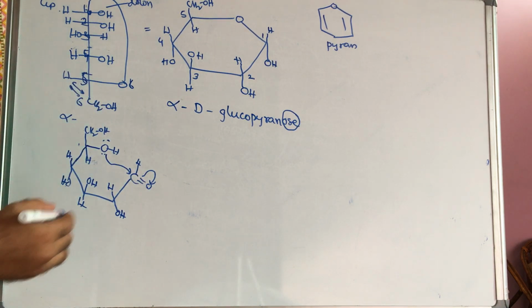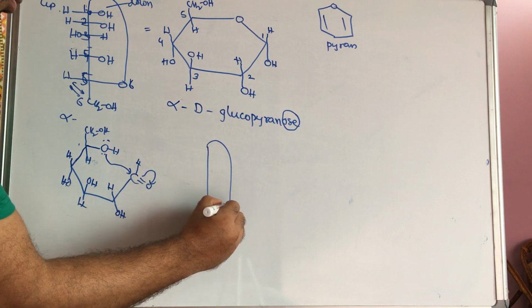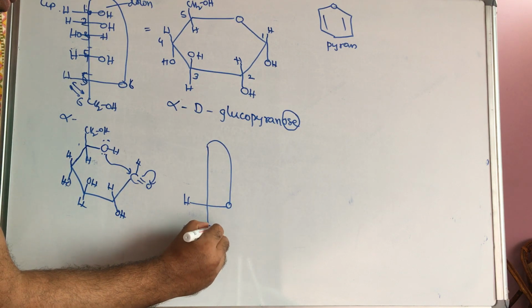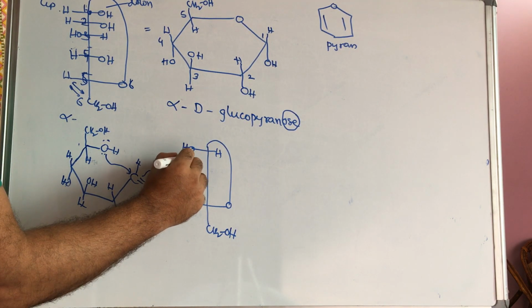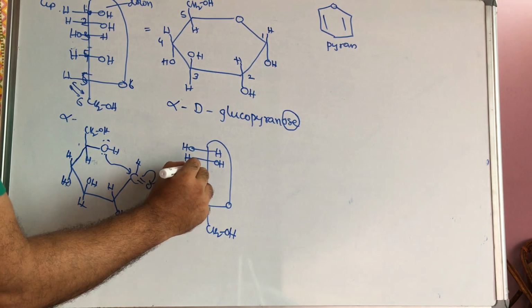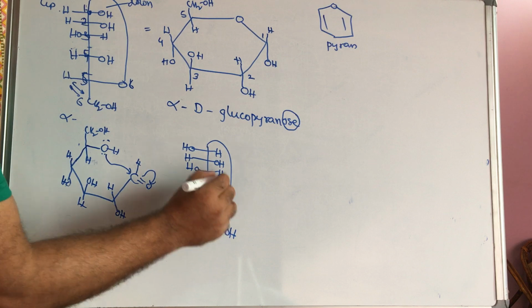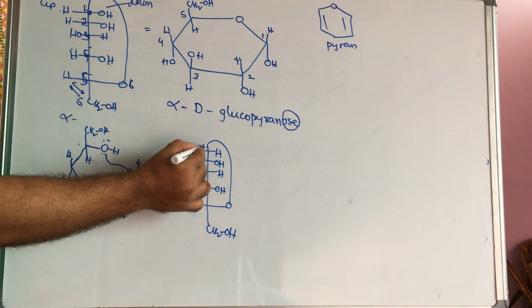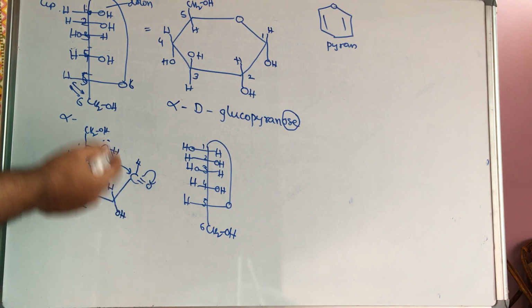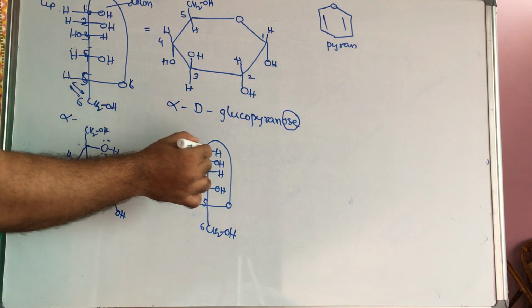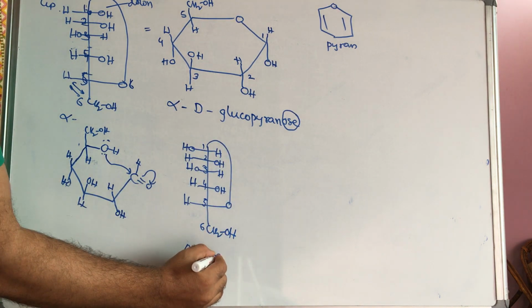Okay. Then beta form. Beta form we know. OH left side, OH right side, OH left side, next OH right side. Total 6 carbon. This is 1, 2, 3, 4, 5, 6. At first carbon OH right side, that is alpha. At first carbon OH left side, that is beta. That's why it is beta D glucose.